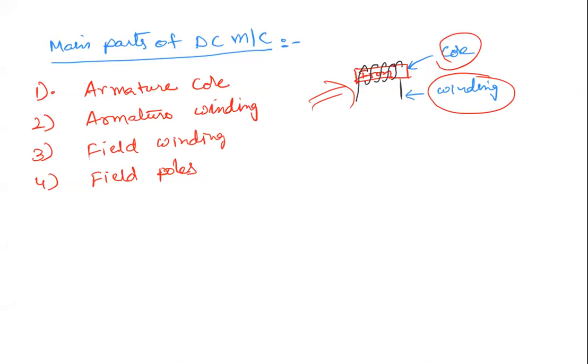Every core is not just an iron piece or iron rod. Here, these field poles are similar to this iron piece, whereas the armature core is a different one. That is also made of iron, and field poles are also made of iron, but they are totally different in their construction. Their shapes are totally different.